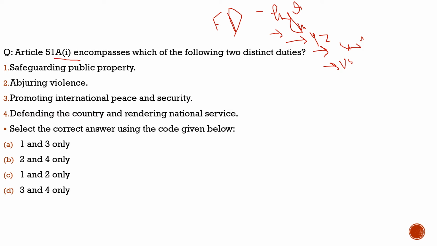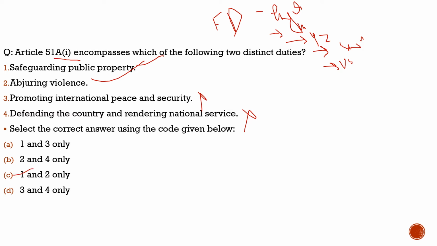Basically, from this question we will try to understand what it says. Article 51A clause I encompasses which of the following two distinct duties: safeguarding public property, 100% correct; abjuring violence, 100% correct. So this clause says to safeguard public property and to abjure violence. This is the basic fundamental duty in Article 51A sub-clause I. Third statement, promoting international peace and security: no, even though it is a fundamental duty, it is not under this. Defending the country and rendering national service: neither is it. So the correct statement would be option 1 and option 2 only.